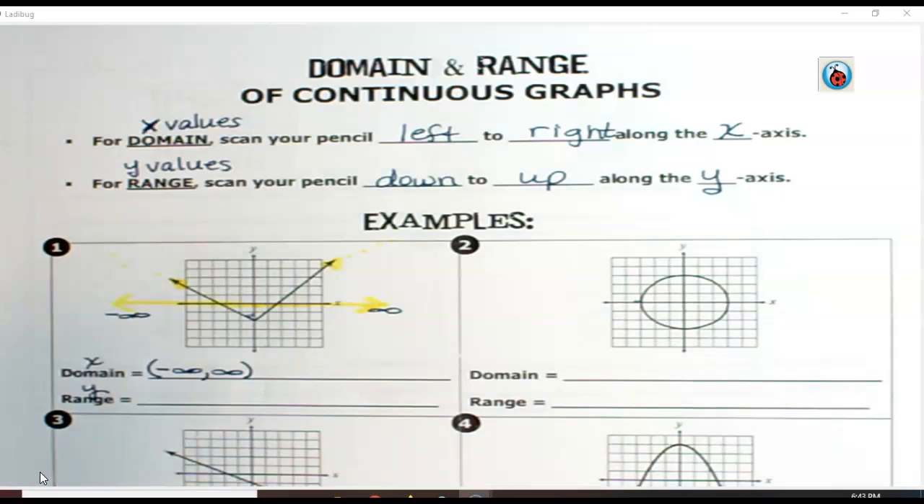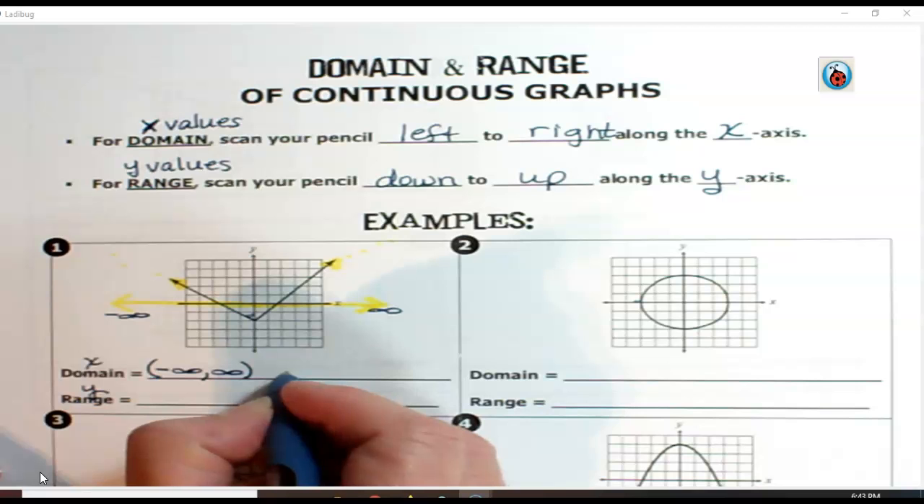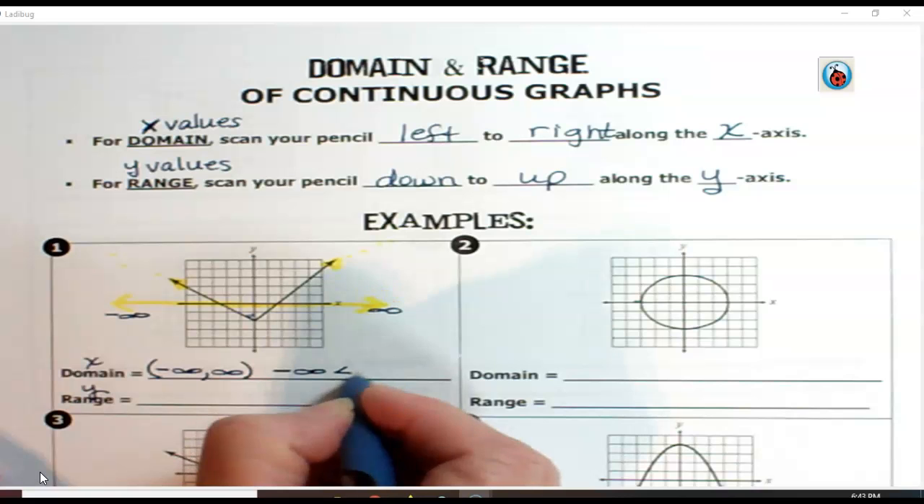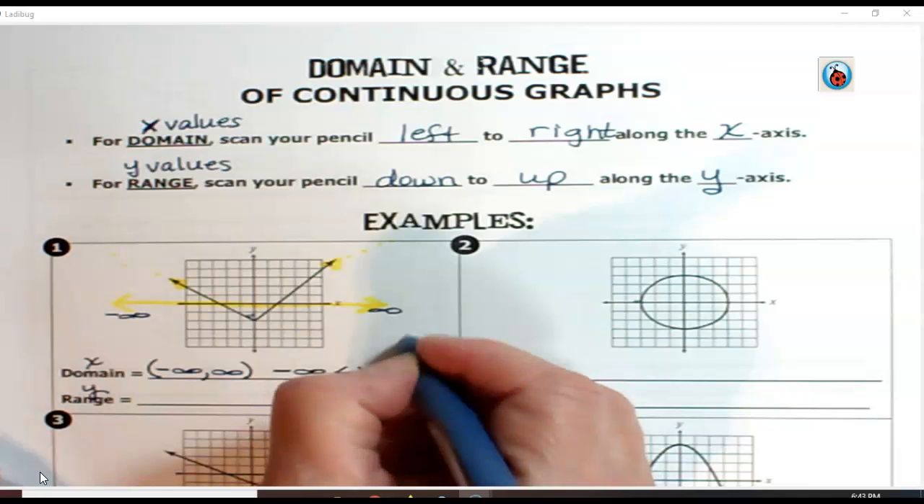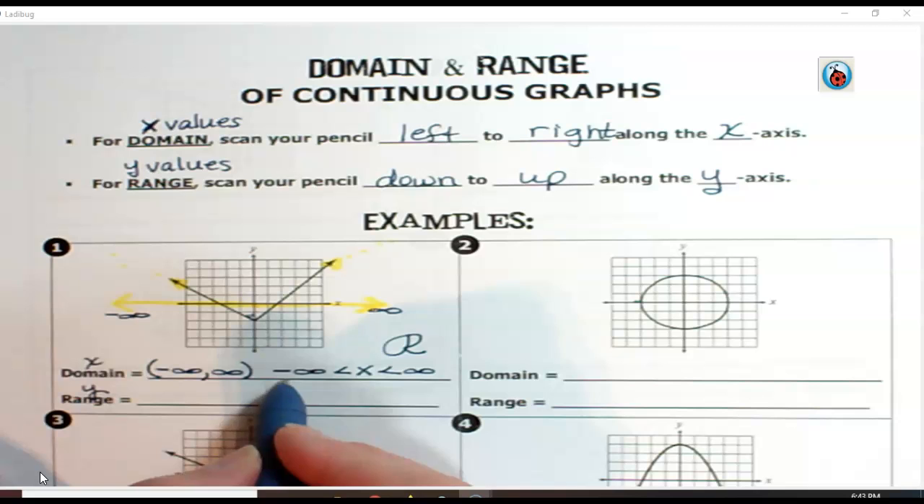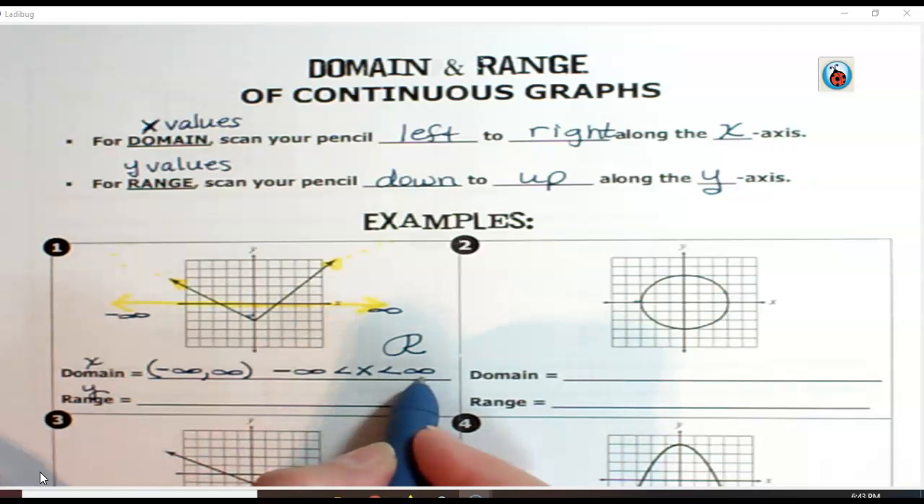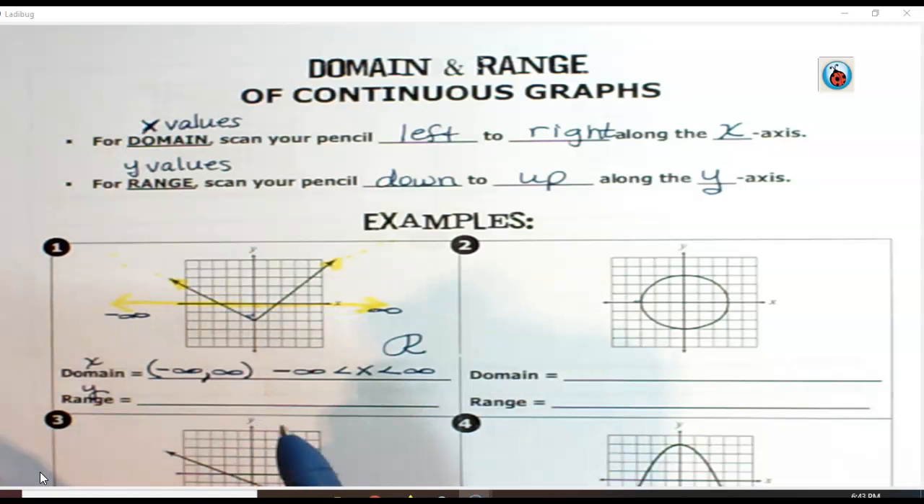Remember, with infinities, you put parentheses because you can never reach them. They're not included. All right, so now if I was going to write this down as an inequality, I'd say negative infinity is less than x, which is less than infinity. Remember, another name is that big capital R for all real numbers. But right now, your answers are going to be in inequality form on your match. You want to write next to the answer your interval notation. Okay, so let's go look at our y's.